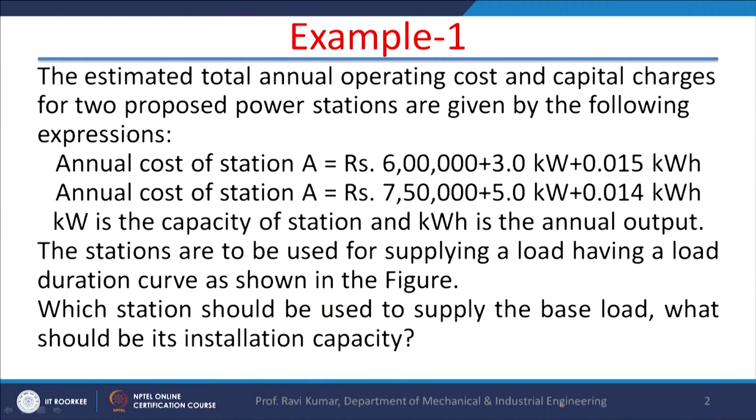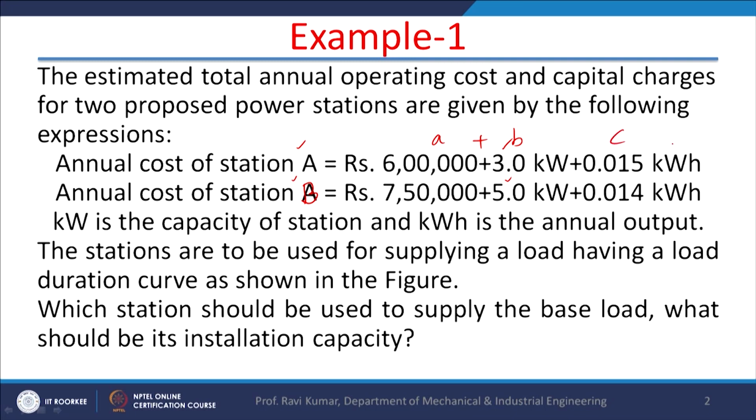First example: the estimated total annual operating cost and capital charges for two proposed power stations are given by the following expressions. So, there are two stations, A and B. Fixed annual cost A is 6 lakh rupees. For B, it is costlier, 7 lakh 50,000. Then the capacity-based multiplying factor for station A is 3, for station B it is 5, that is known as B. This is A plus B, and this one is C.